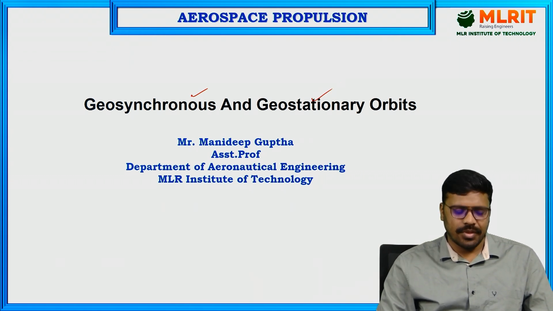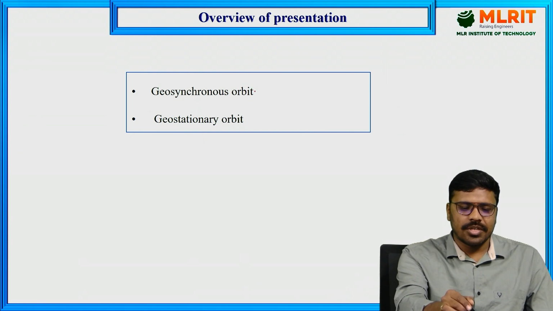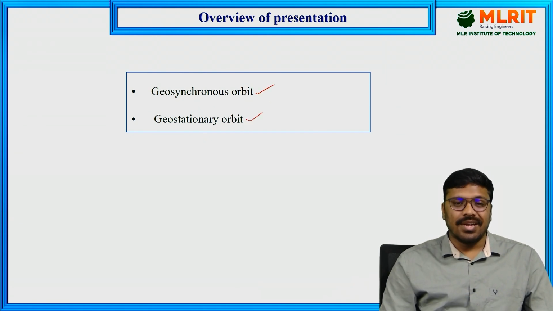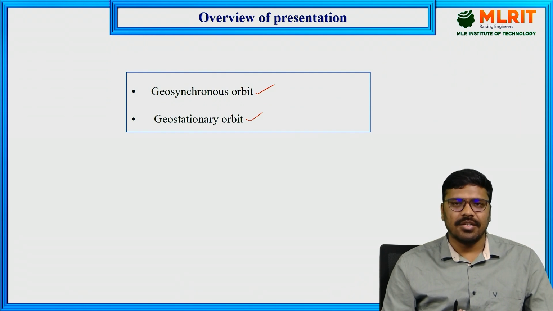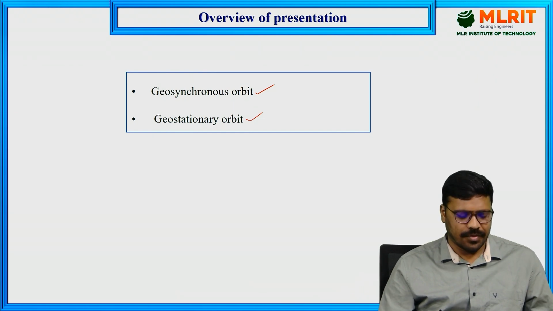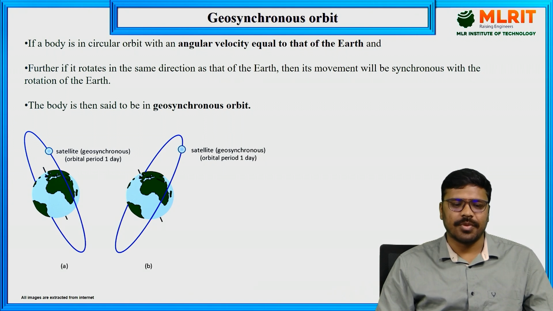Let us go to the overview of today's presentation. We are going to discuss geosynchronous orbit and geostationary orbit, the conditions for a geosynchronous orbit and the conditions for a geostationary orbit, the differences between geosynchronous and geostationary orbit, and the applications of geosynchronous and geostationary orbit. Let us go to the first topic, that is geosynchronous orbit.